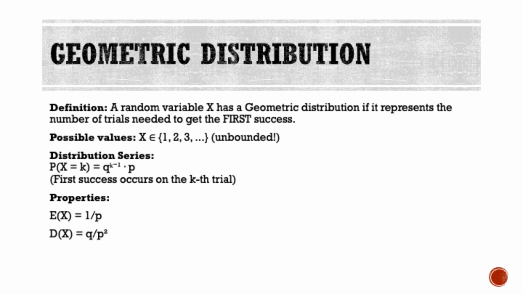So to summarize the geometric distribution, it counts trials until the first success. It has values starting from 1. The probability of success on the kth trial is q to the k minus 1 times p. The expected wait time is 1 over p, and the variance is q over p squared. It's the natural choice whenever you're waiting for a first success.